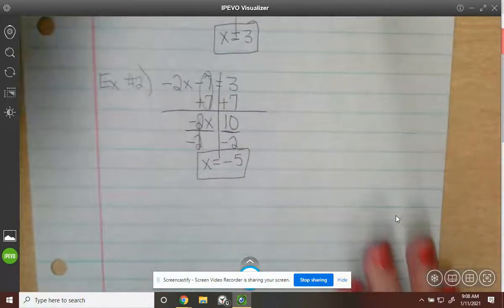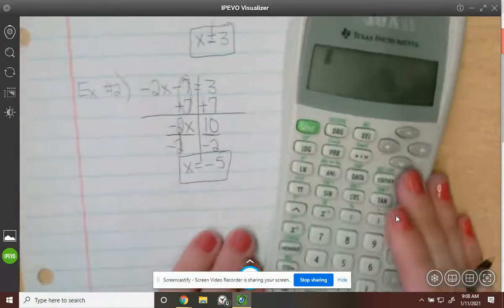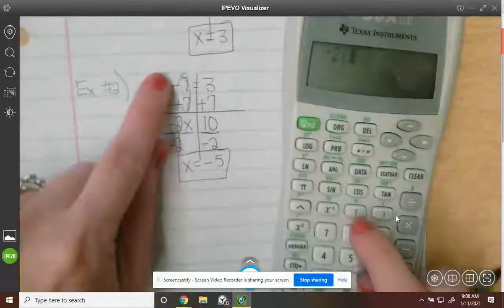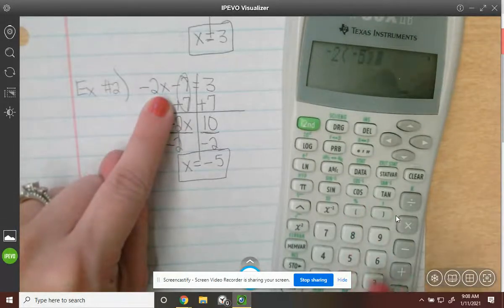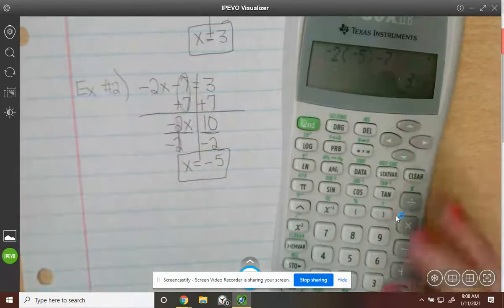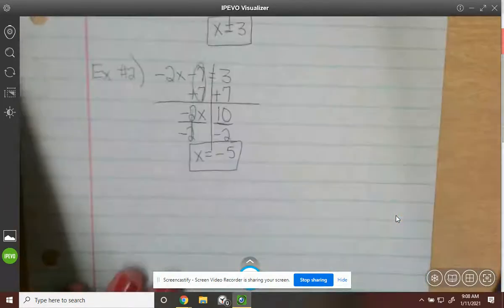Okay, I'm going to check just to make sure. So negative 2 times x, which is now negative 5, minus 7 equals 3. So I did it right. Okay, let's do one more of these.